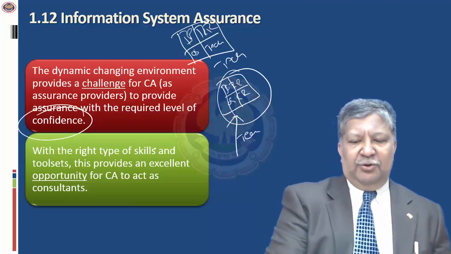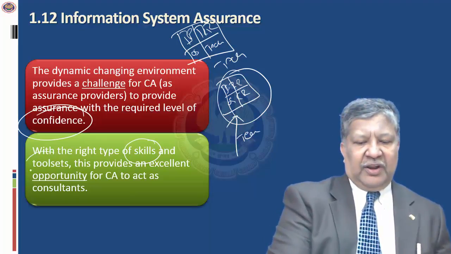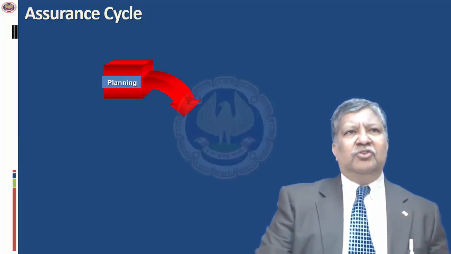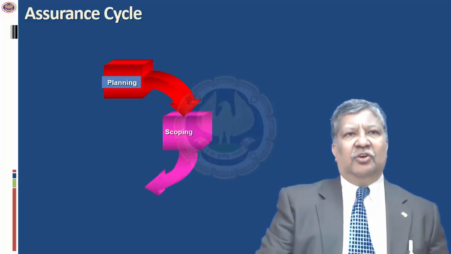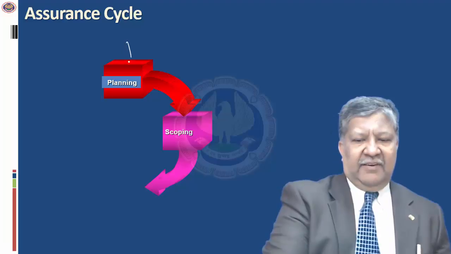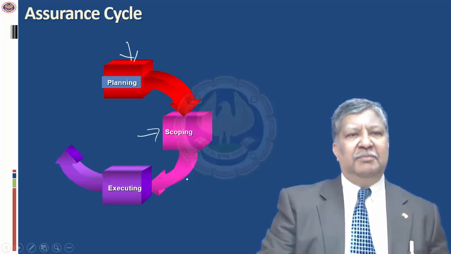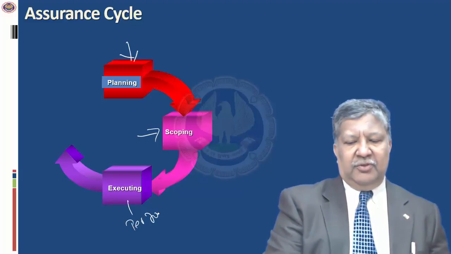So this is where we need to get the right skill sets and use the right tools. And that's the key distinction between information systems audit and general audit. Most of the process or the life cycle of assurance, in the case of IS assurance also, is similar. There is a planning phase where you plan the assignment. You'll scope the assignment depending on the need and the objective of the assignment. You'll execute and perform the assignment based on the audit objectives.